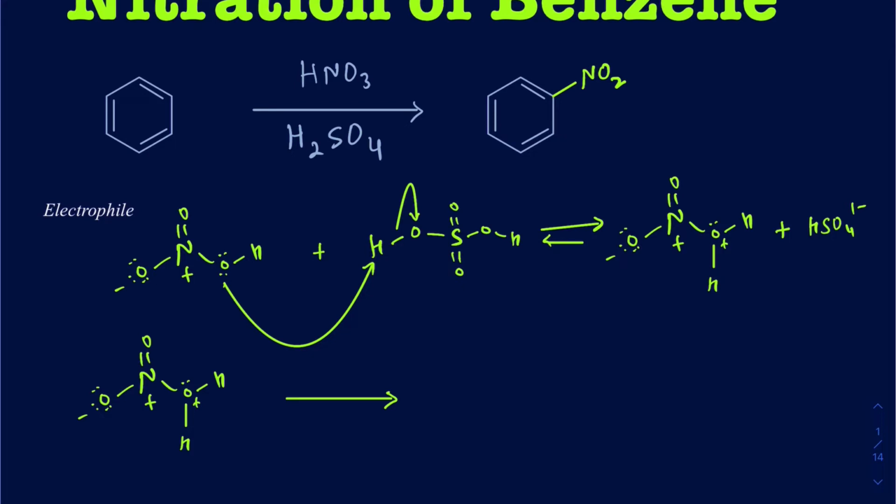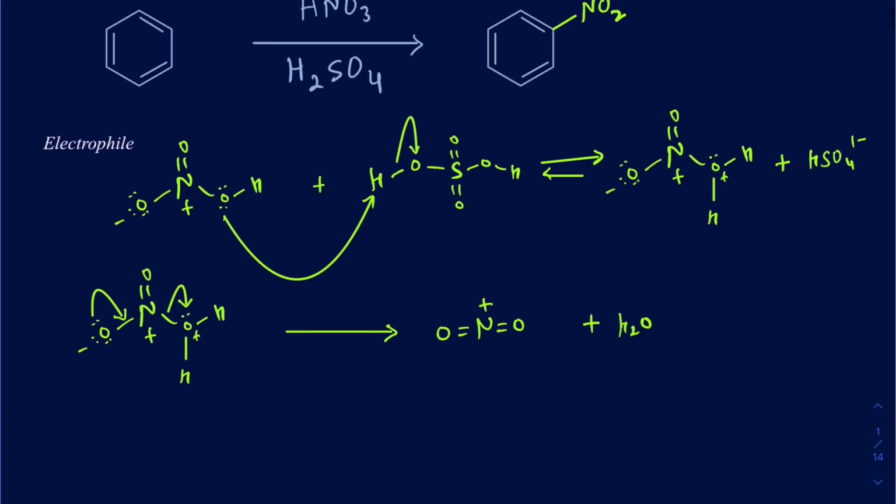In the second step, I can have the lone pair on the oxygen coming in to create the double bond, and in the process, that's going to kick out this nitrogen-oxygen bond, making water leave. That leaves you with this nitro group with nitrogen having the positive charge. So this is going to be your electrophile in this particular case.